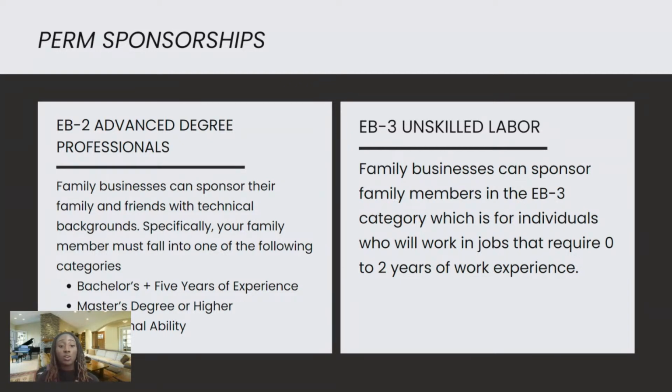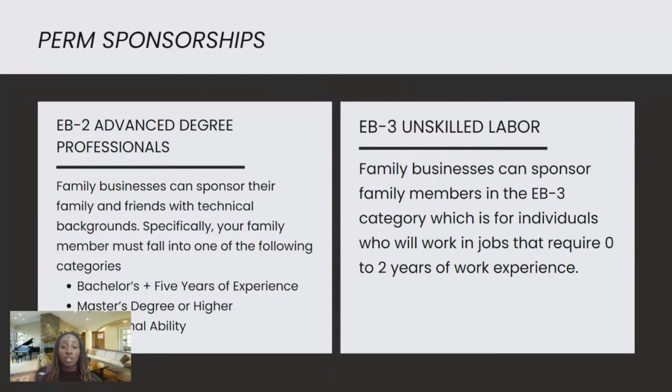For individuals who still meet that bachelor's plus 5 years, that master's degree or higher, or exceptional ability, however, they work in a field that doesn't have that national importance or that high growth rate, this is where the PERM sponsorship comes in really handy. So in this situation, a family member or a family business can sponsor that individual with a technical background, so long as they have one of these criteria of the bachelor's plus 5 years, the master's degree or higher, or exceptional ability. However, it is important that the individual has those skills at the time of starting the entire PERM sponsorship, or it can affect your ability to be approved.